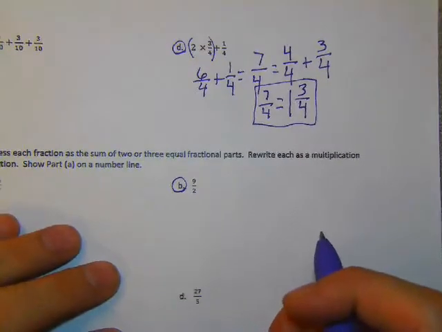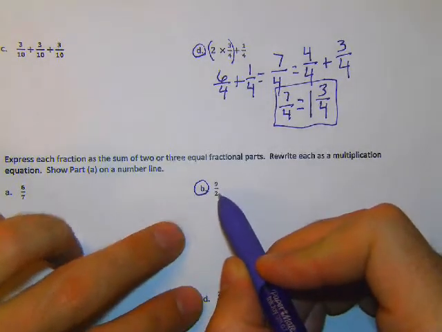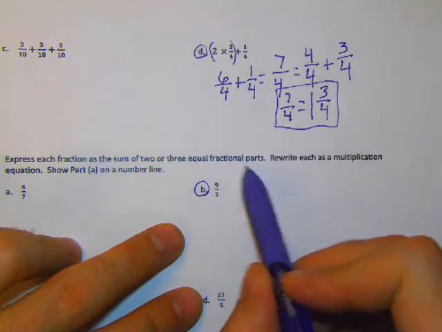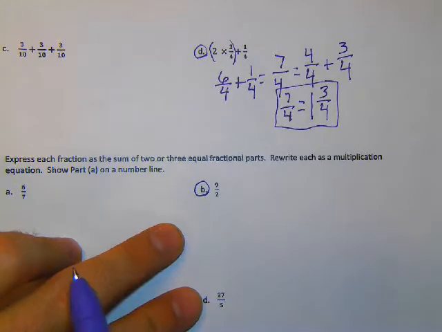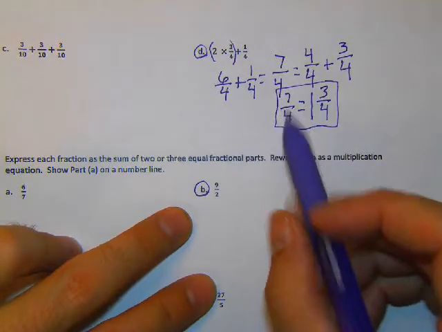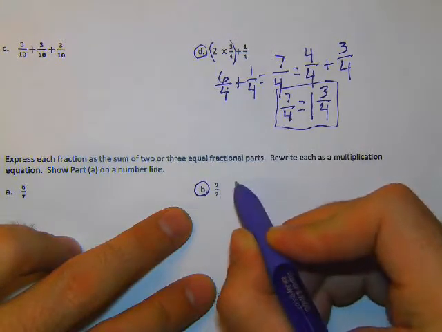The last one, letter B, 9/2, and this is telling me to write it as the sum of fractional parts and then rewrite each as a multiplication equation. So once again, just like up above, we are going to break this up, and we're in halves. So I'm going to break as many as I can.